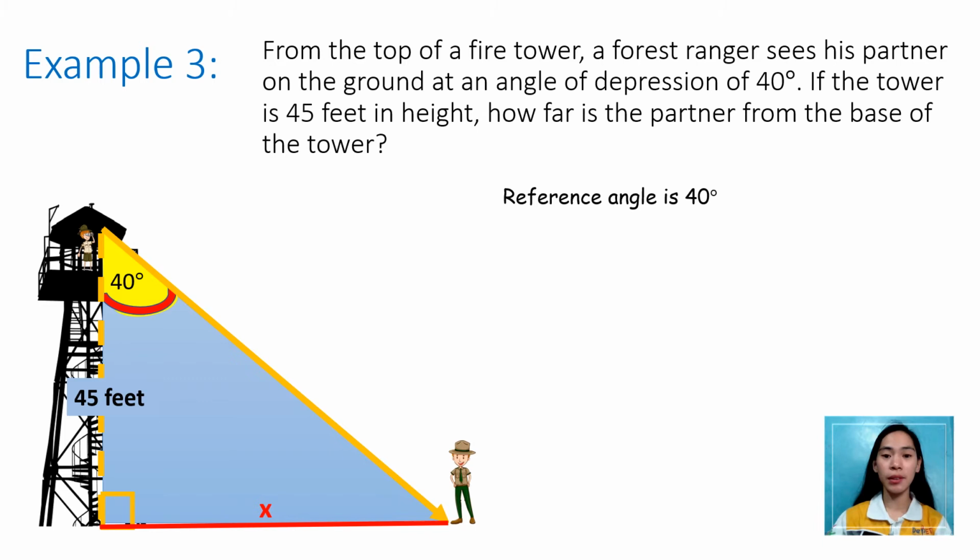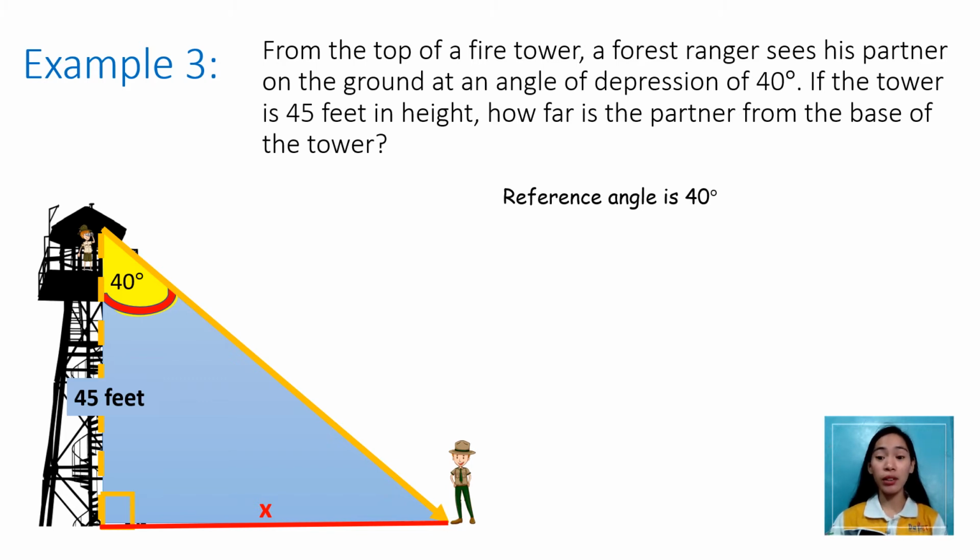Okay, let's solve this. So again, our reference angle is 40 degrees. With respect to 40 degrees, x would become our opposite side. And if x is our opposite side, then 45 feet, with respect to 40 degrees, our reference angle, would become our adjacent side.